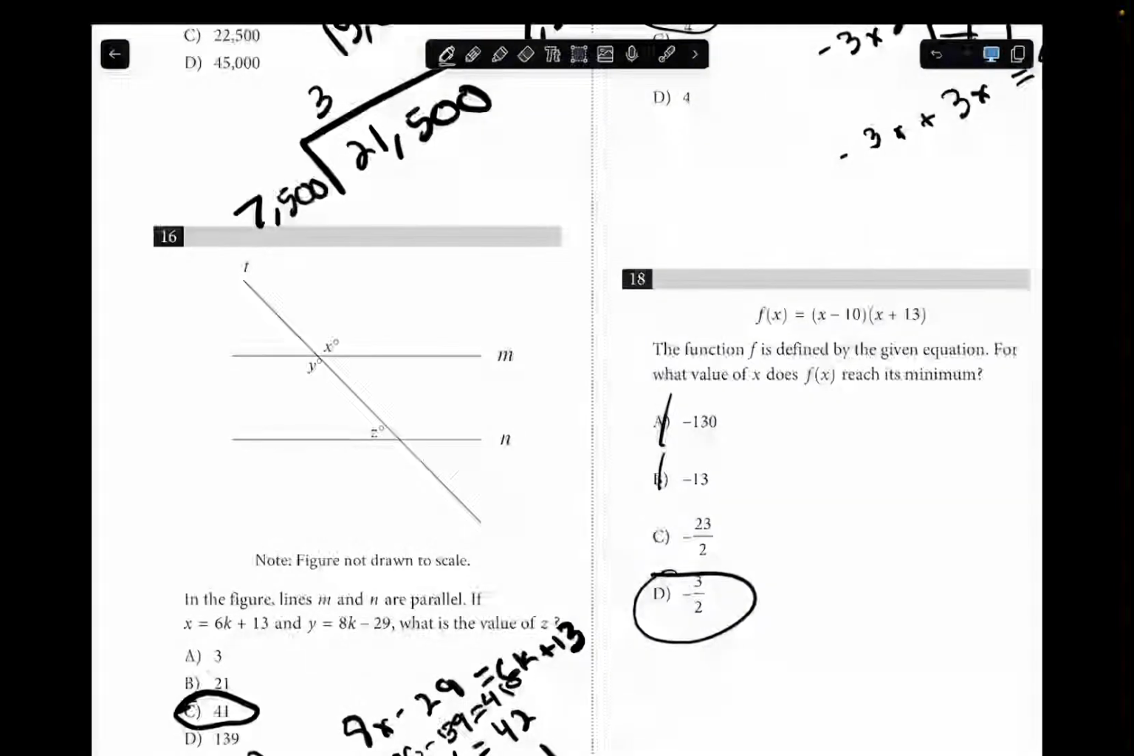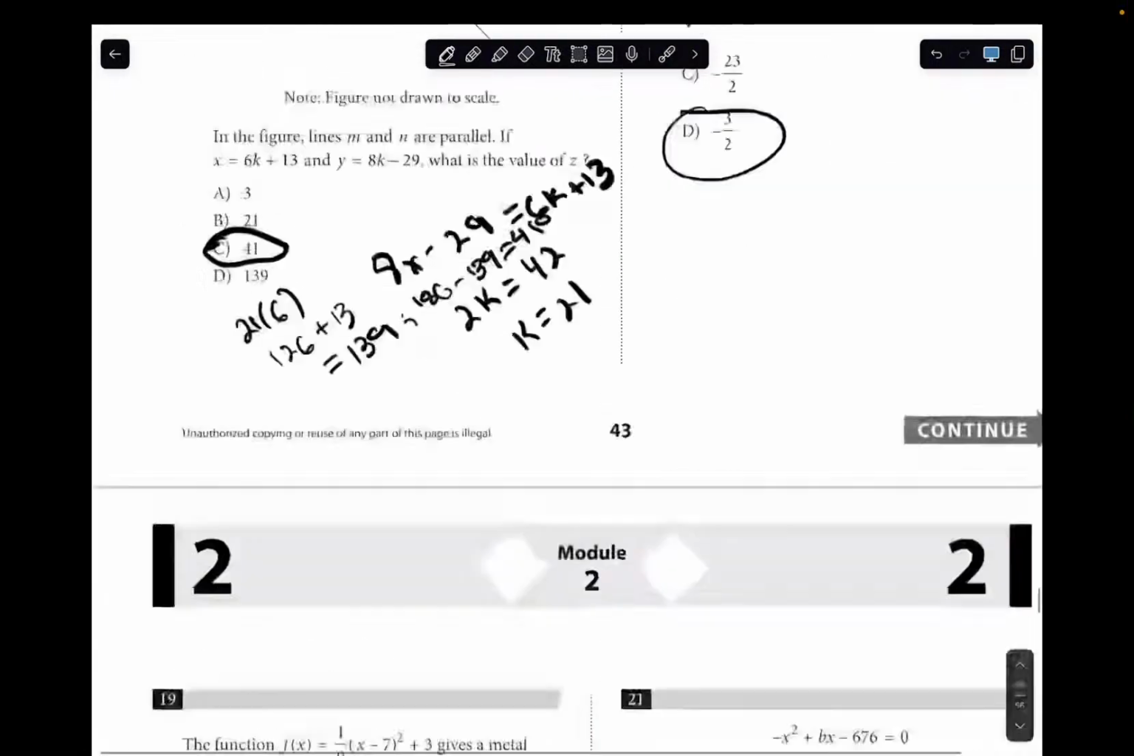I think they let you use graphing calculators. Yeah, this is the second portion, so they let us use graphing calculators. But even you can probably do it. Yeah.